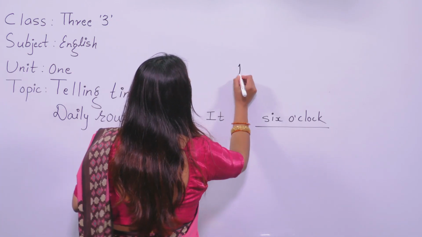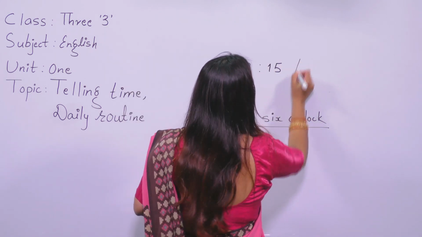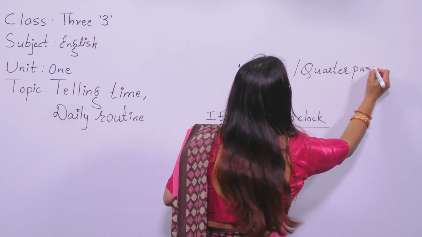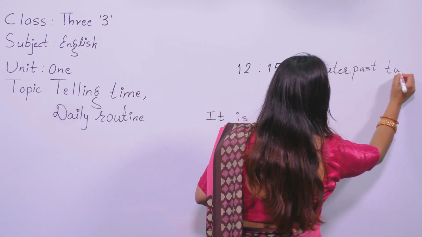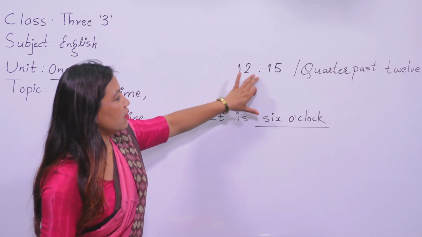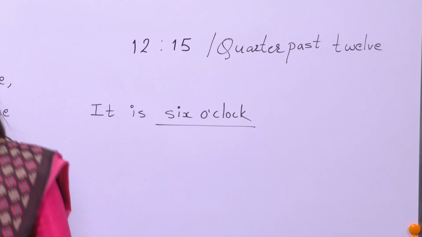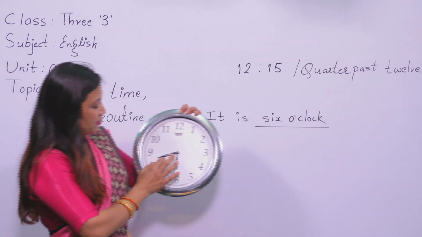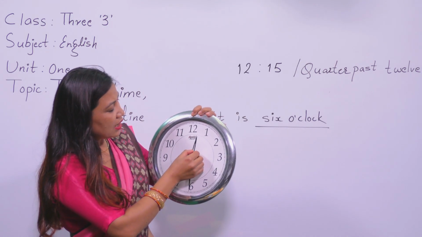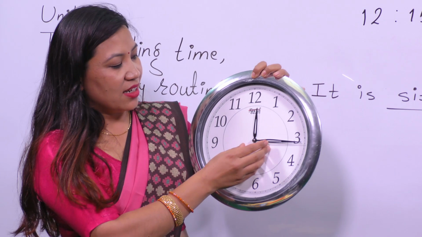And we can write it like 12:15, or we can write 12:15 in this way. Okay, again I will make you clear by watching this clock. Here we have just learned the hour hand is a little up from 12, and this long hand, or this minute hand, is pointing at 3.